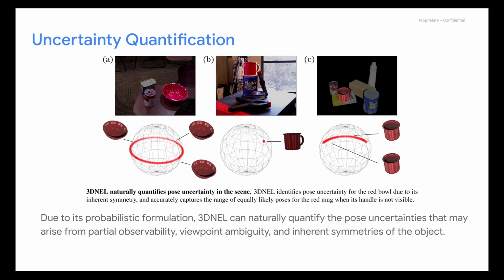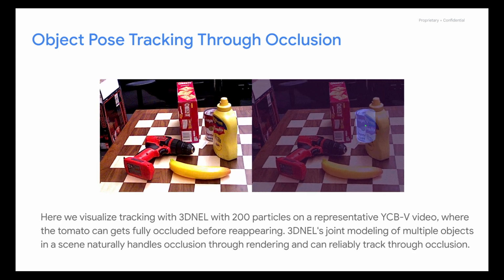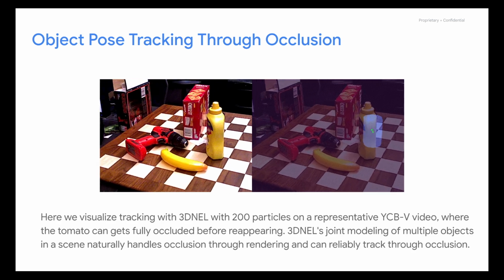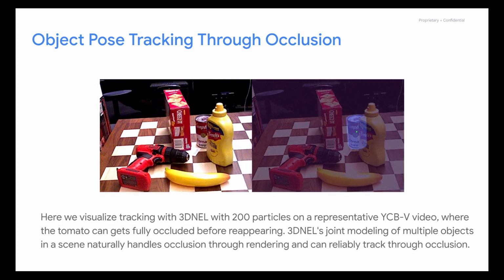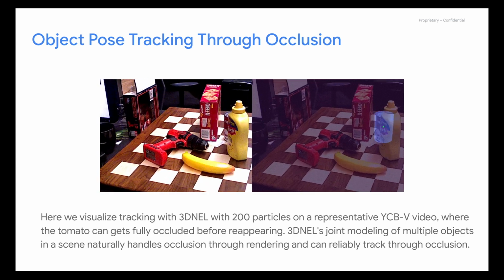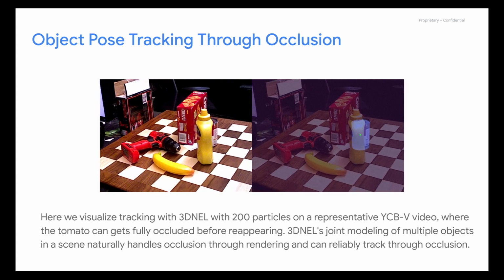Due to its probabilistic formulation, 3D NEL can also naturally quantify the pose uncertainties that may arise from partial observability, viewpoint ambiguity, and inherent symmetries of the object. 3D NEL's probabilistic formulation allows us to formulate object pose tracking from video as probabilistic inference in a state space model. Given a sequence of RGBD frames from a video, we use particle filtering to infer the posterior distribution and take the MAP estimate as our tracking estimate.